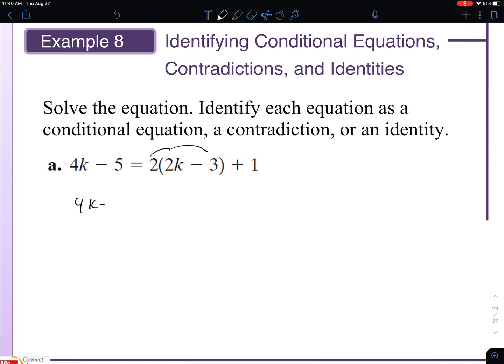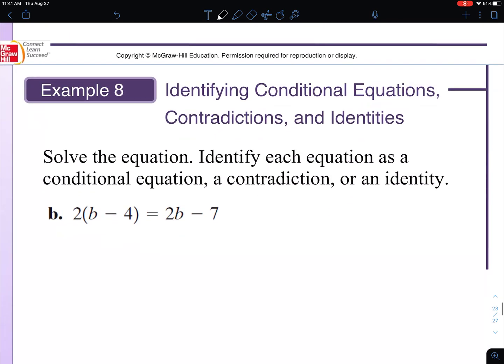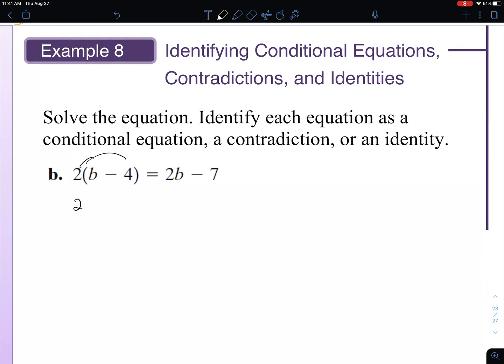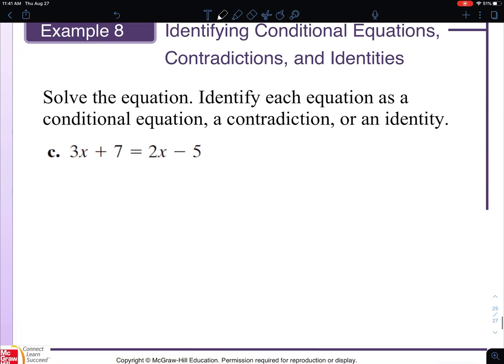So let's multiply that one on both sides. So it's going to be 4k minus 6 plus 1. So 4k minus 5 is equal to 4k minus 5. And so this one is an identity because I have the same thing on both sides, which means that I have infinitely many solutions for that one. So here we're going to go ahead and multiply. So it's going to be 2b minus 8 is equal to 2b minus 7. If I subtract the 2b from both sides, I get negative 8 is equal to negative 7. So that's a contradiction because that doesn't make any sense, right? Those are not equal to each other.